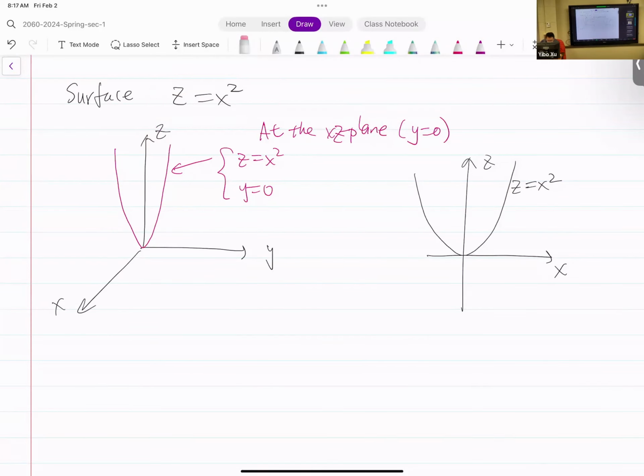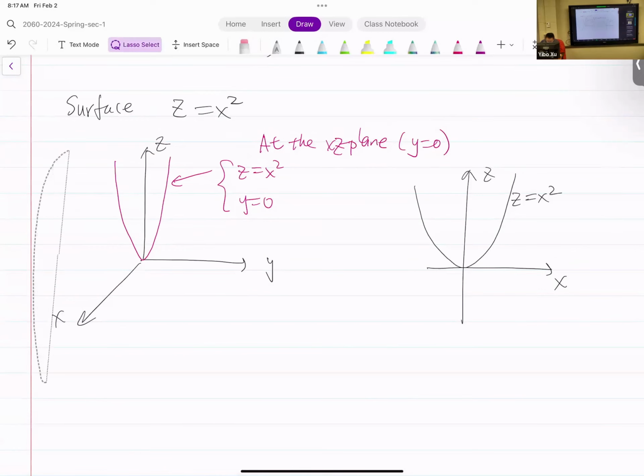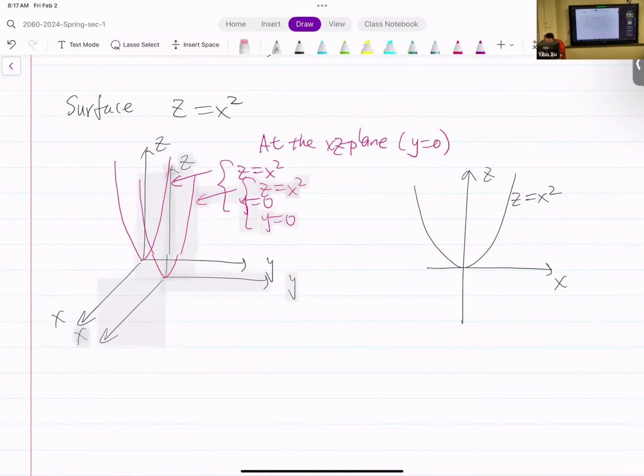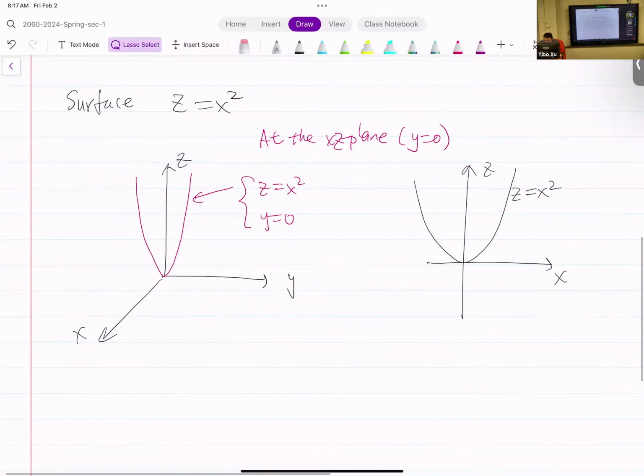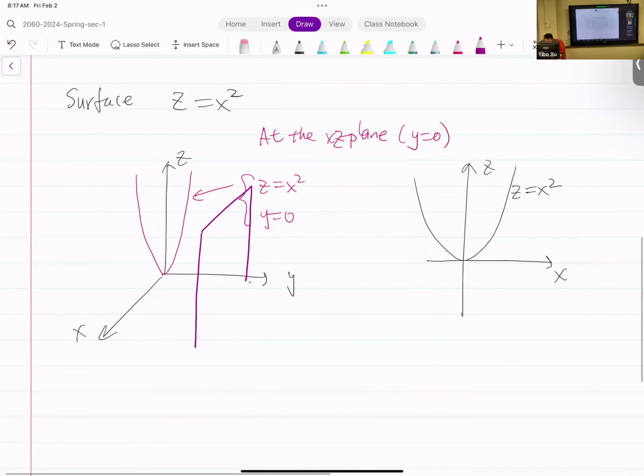So for instance, if I pick, let me move it a little bit lower. So what's in red is the behavior of the surface on the xz plane. Right? But now let's say if I make y equal to 1, so this is a plane like this. So when y equals 1, what happens? So when y equals 1, we still, let me put in purple.